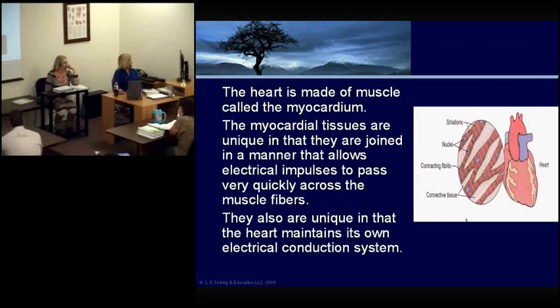So the heart is made up of muscle called the myocardium. The myocardial tissues are unique in that they are joined in a manner that allows the electrical impulses to pass very quickly across the muscle fibers. They are also unique in that the heart maintains its own electrical conduction system. It doesn't only contain its own electrical conduction system. It has its own arteries which serve to keep that muscle alive.